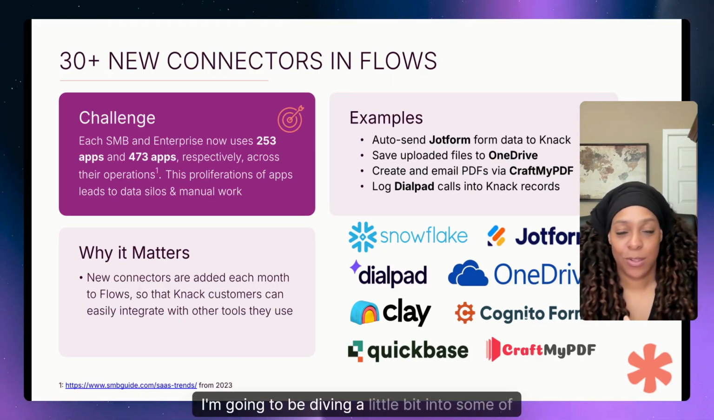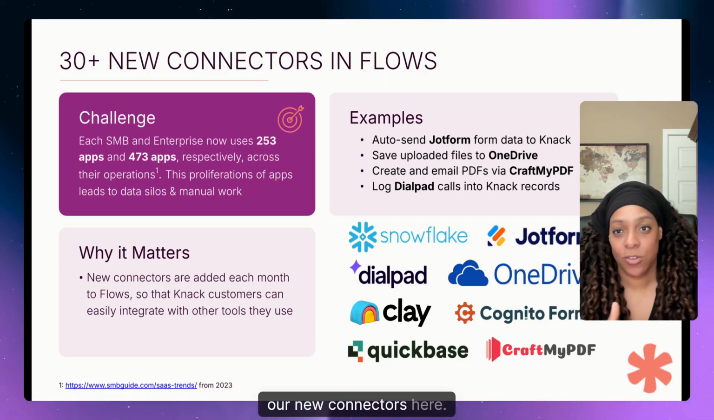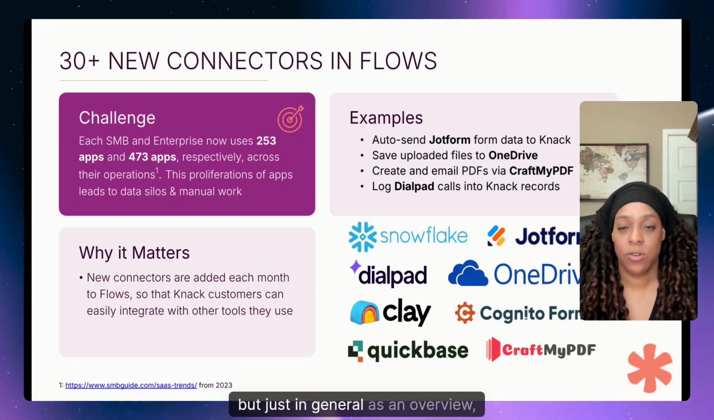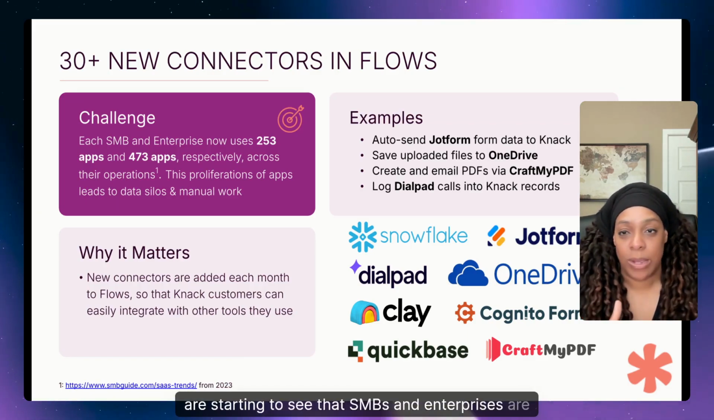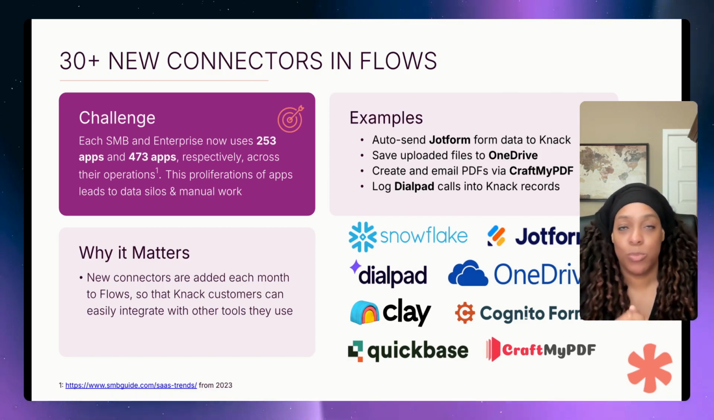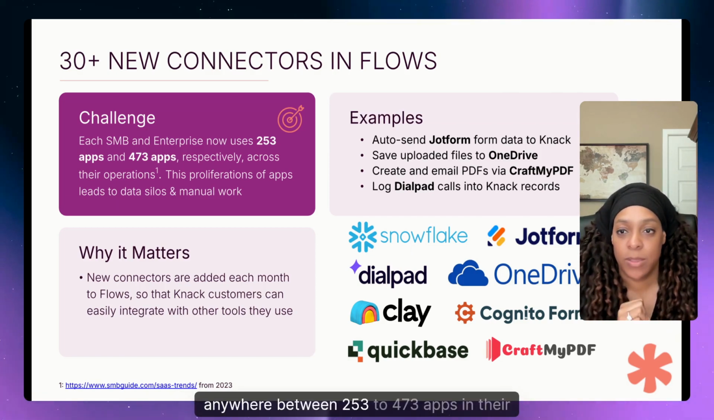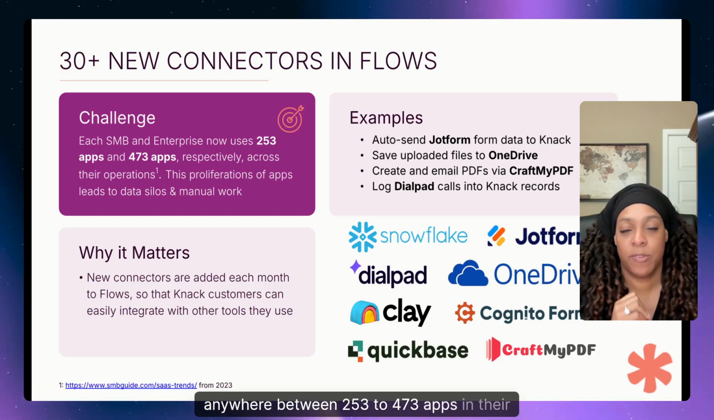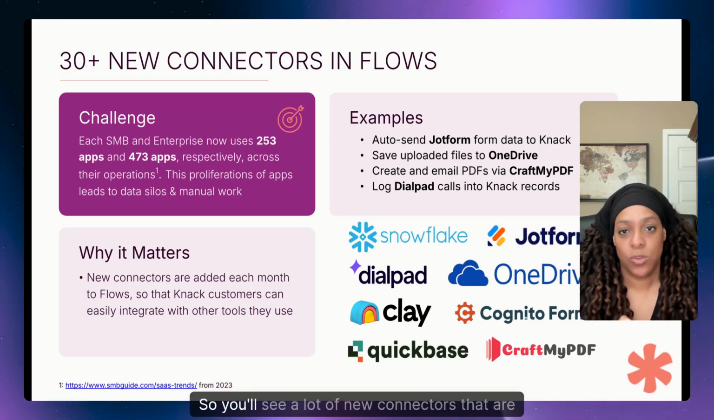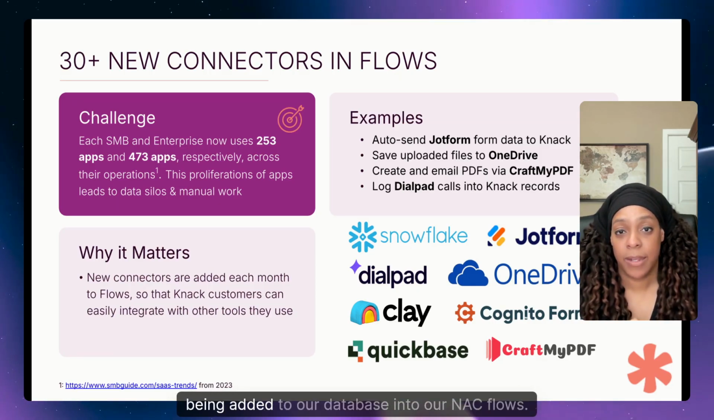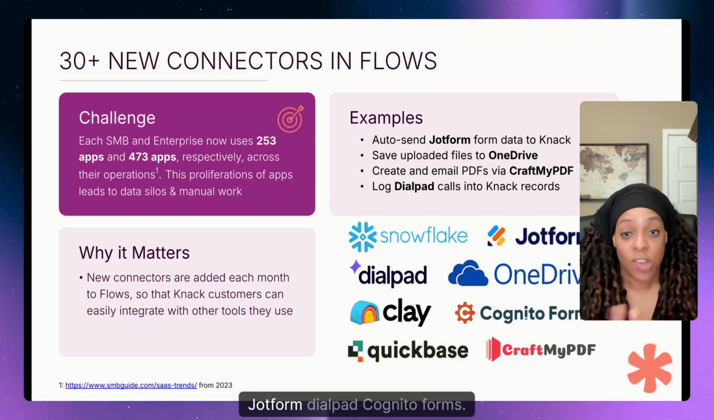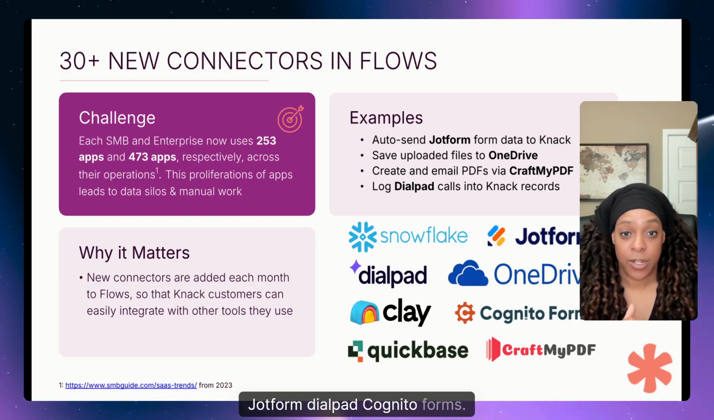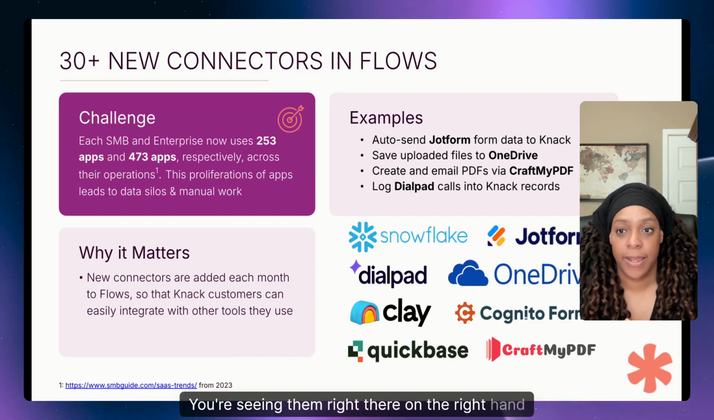I'm going to be diving a little bit into some of our new connectors here, but just in general, as an overview, we are starting to see that SMBs and enterprises are connecting and using anywhere between 253 to 473 apps in their operations. So you'll see a lot of new connectors that are being added to our database into our Knack Flows. We've got Jotform, Dialpad, Cognito Forms. You're seeing them right there on the right-hand side.